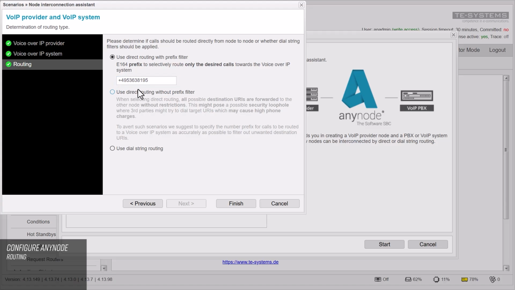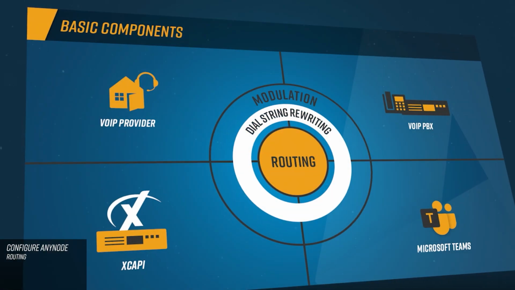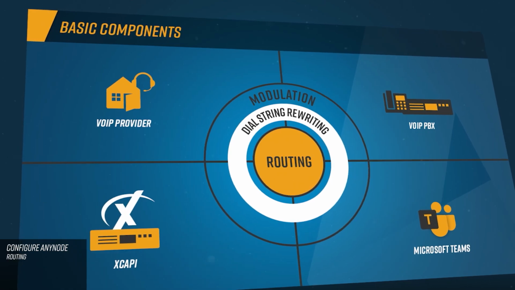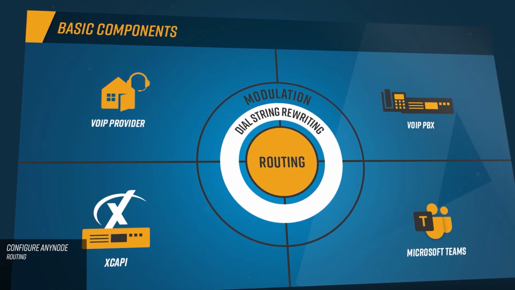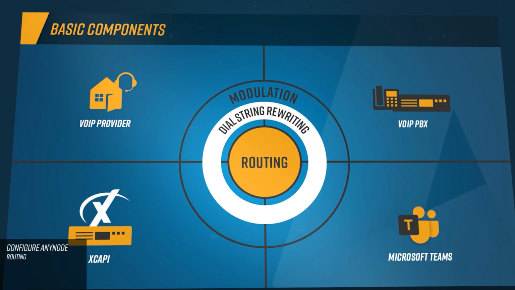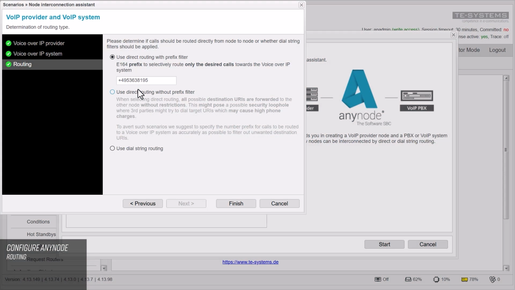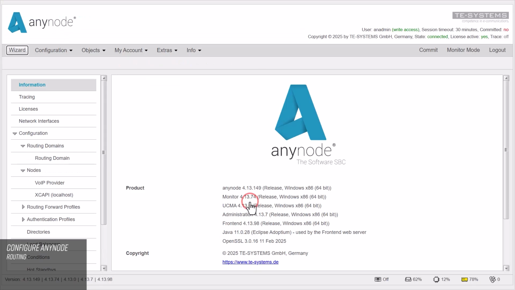This method routes SIP sessions to XCAPI only if the E164 prefix matches. We recommend using direct routing with prefix filter. Anynode selects the route between source and destination after applying incoming dial rules but before applying outgoing dial rules. Once you have ensured that everything is set and all the steps in the assistant are marked with the symbol, click Finish to complete the guided configurations.